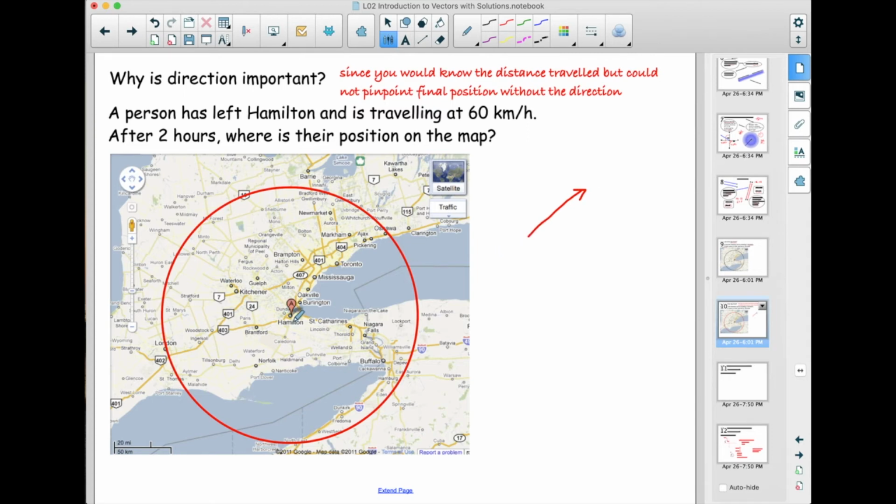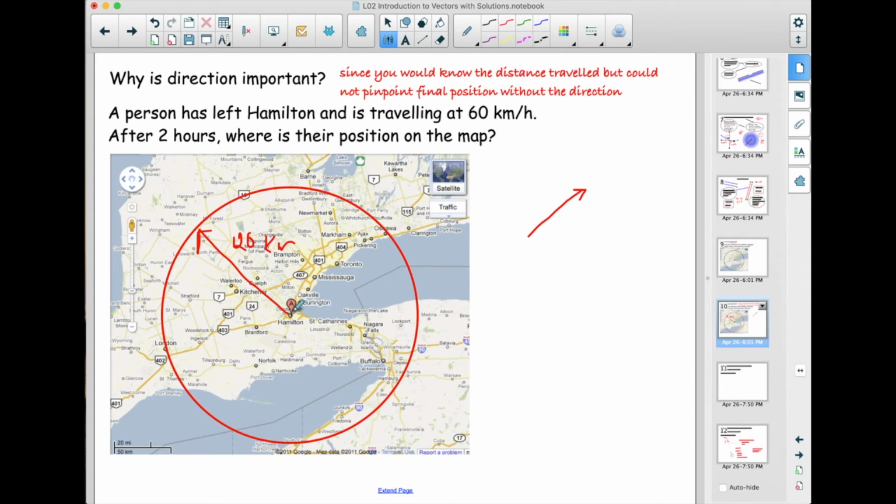So if they traveled on a straight line, what I've done is I've constructed a circle so that the radius of this circle is 120. So the radius is 120 kilometers. So where are they? They're somewhere inside this circle. I have no idea what direction they were traveling in. And because this is a unit on vectors, let's presume that they weren't changing direction.